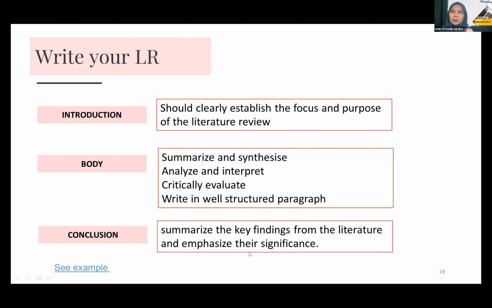Okay, so dalam conclusion ni lah yang penting. Semua penting, tapi conclusion ni lah di mana kita justify the gap. Okay, so kita summarize the key findings, emphasize their significance, and justify our study. Later, I'll show the examples.